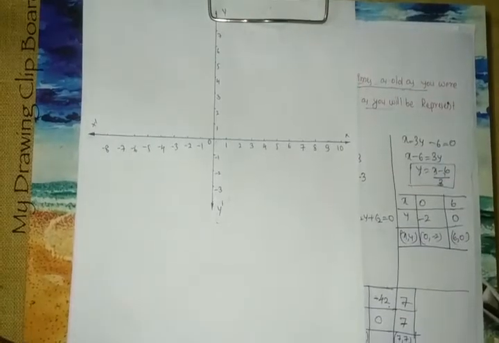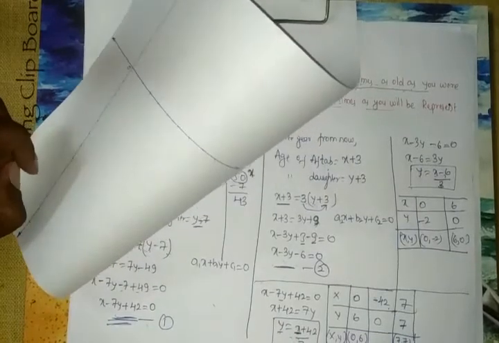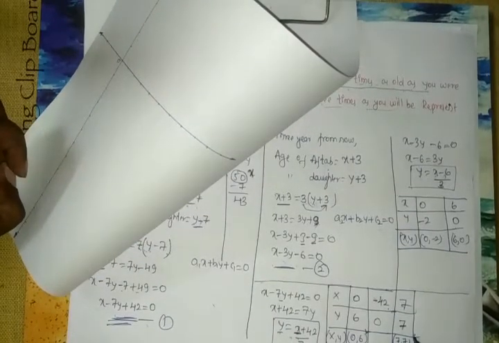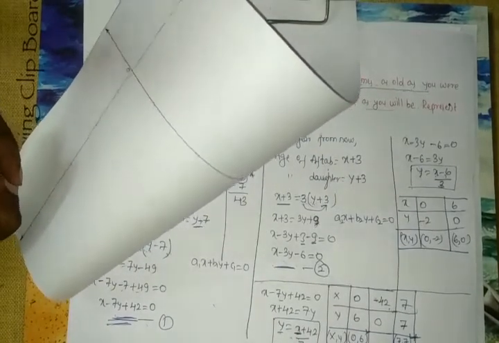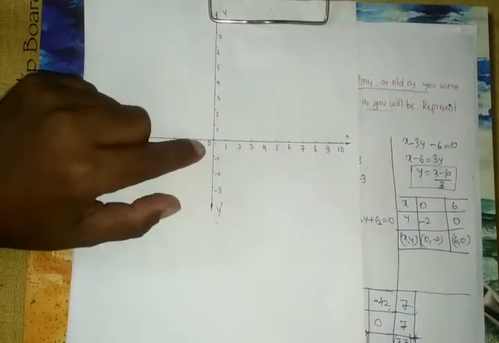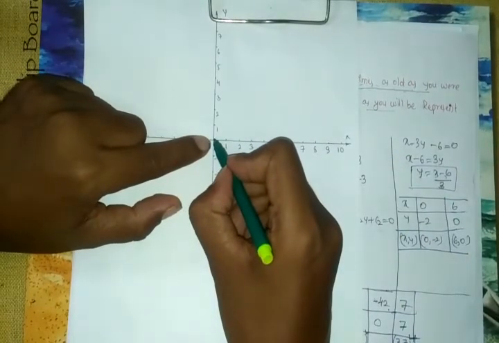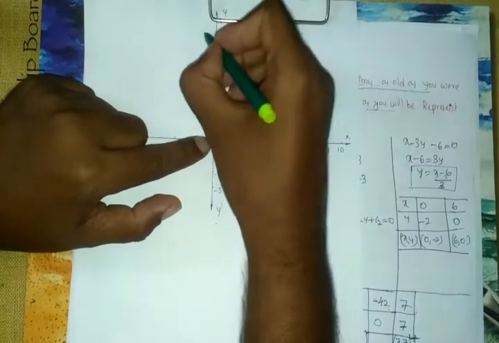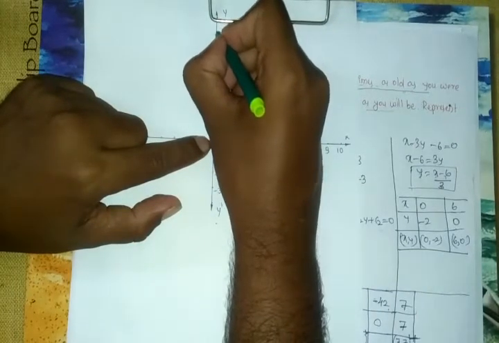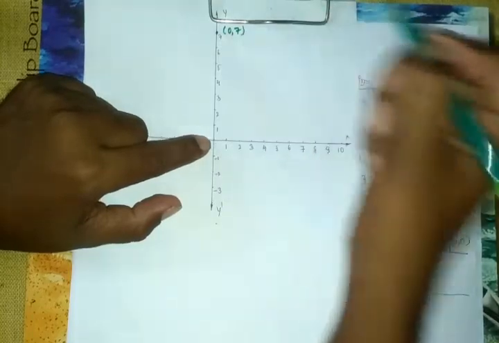Let me represent equation 1. So equation 1, I have got 2 points. One is 0 comma 6, another is 7 comma 7. So first is 0 comma 6, it means x is 0 and y is 7. So the point will be here. I can write this as 0 comma 7, 1 point.